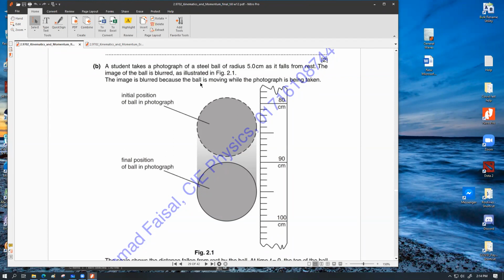What do you understand by these 2 words, "being taken"? What do you mean by that? Come on, give me the expressions. The ball was moving when the photographer took the photo. So "being taken" would essentially mean which part of the duration in the photograph taking process?